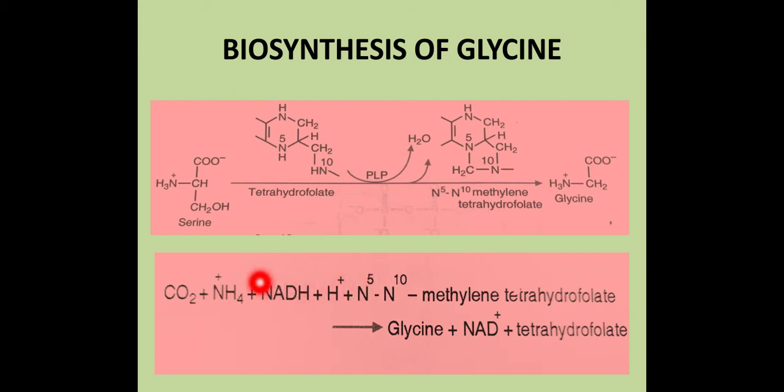In vertebrate liver, glycine is produced from carbon dioxide and ammonia, in the presence of the enzyme glycine synthase. It utilizes one NADH plus H plus and N5-N10 methylene tetrahydrofolate. In this reaction, along with the glycine, NAD plus and tetrahydrofolate are formed. Thus, glycine is formed from serine, as well as from carbon dioxide and ammonia in vertebrate liver.